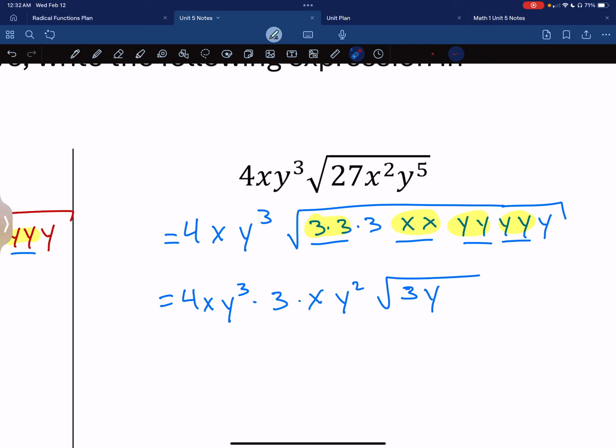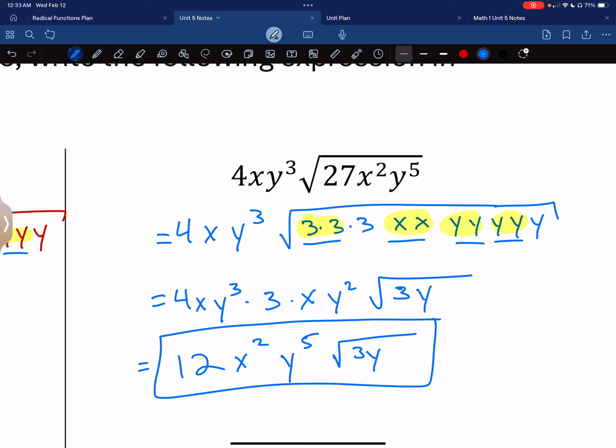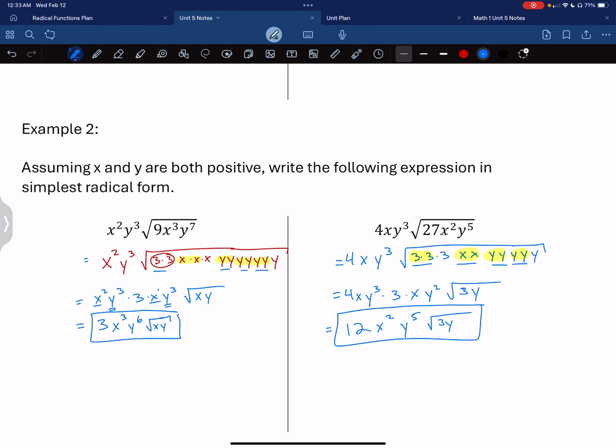I'm going to do 4 times 3, which is 12. I have x times x, which is x squared. And then we're left with y to the third and y squared, so another way to write that is y to the 5th power. That covers everything. So we have our 3, 4, our x's, our y's. Now I just need to copy this down. So we're left with the square root of 3 times y. That's example 2.